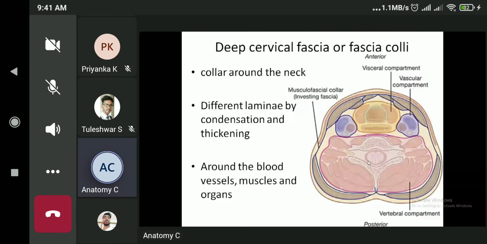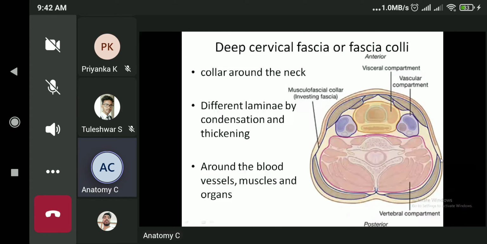Here in this diagram, this is the transverse section through the neck. Here this is the anterior aspect, and this is the posterior aspect. The outermost one is the skin, beneath the skin is the superficial cervical fascia, and still beneath the superficial cervical fascia is the deep cervical fascia. Deep cervical fascia forms a collar around the neck. See, this blue color is representing the deep cervical fascia, which is forming a collar all around. It is surrounding all the structures present within the neck.